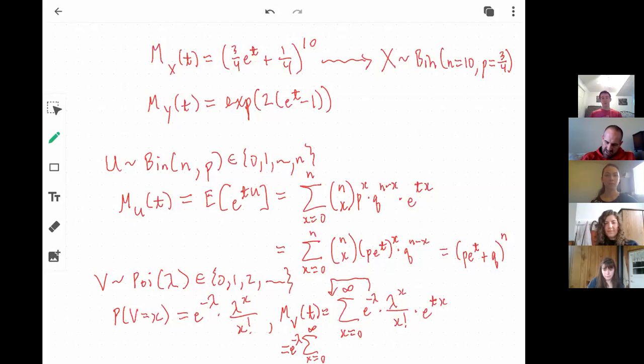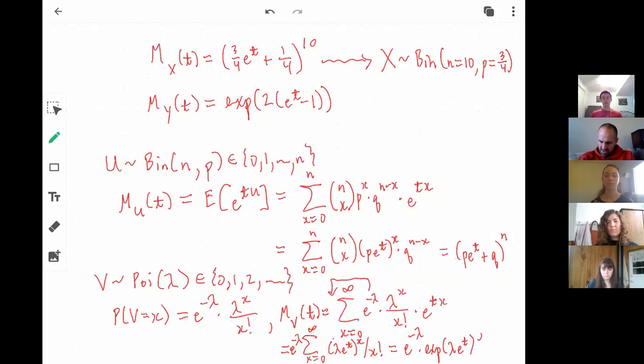So what we're going to end up with is, let me write it this way, lambda e to the t, raised to the x over x factorial. And that thing, you have a thing raised to the x over x factorial, x going from 0 to infinity. That's e to that thing. Okay, so this is going to be e to the minus lambda times the exponential, right? E raised to that thing that's being raised to the x power. So it's going to be lambda e to the t.